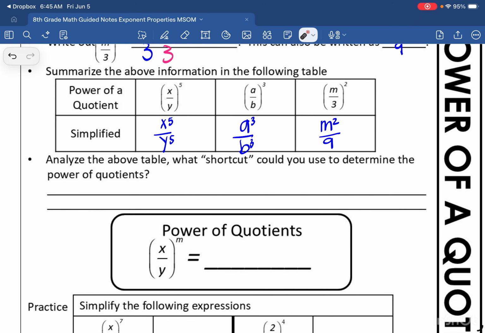Analyze the above table. What shortcut could you use to determine the power of quotients? So I'm looking at these exponents. What relationship do you notice between them? If a quotient is being raised to a power, then the power is applied to each part of the quotient. So this 5 would be applied to the x and to the y. Same thing with the 3, applied to the a and to the b, and the 2 is applied to the m and to the 3.